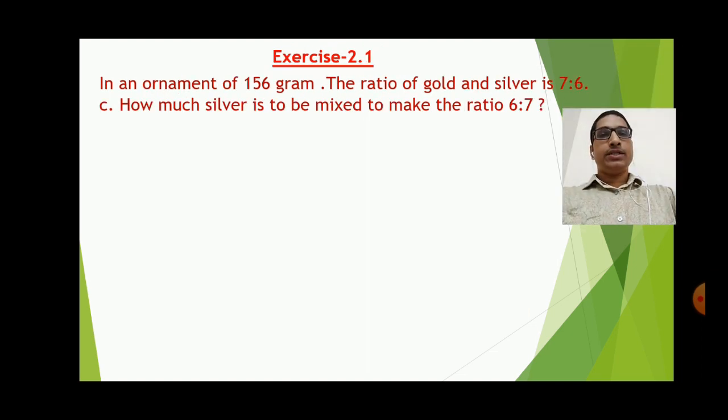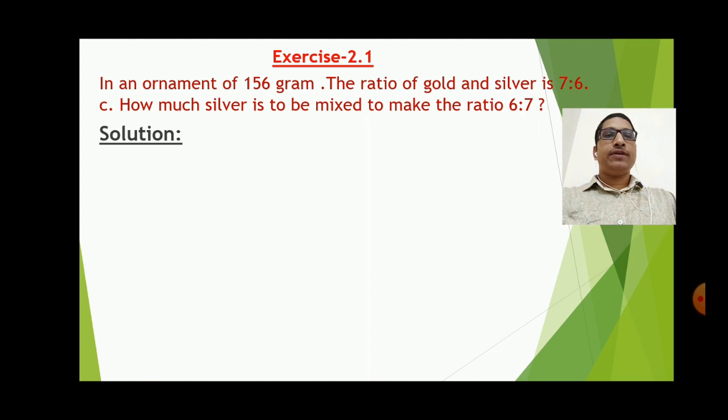Now students, our question number C. What is the question? How much silver is to be mixed to make the ratio 6:7? Here the given ratio is 7:6. Now we want to make the ratio 6:7. So if we want to make the ratio 6:7, then how much silver needs to be mixed? Here we will find out this unknown quantity.